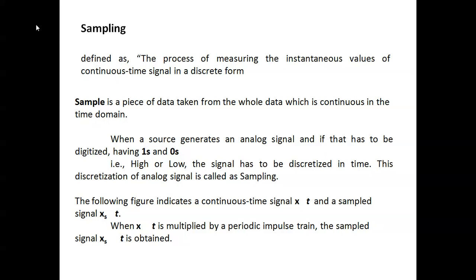Here you have to convert analog to digital. If you want to convert analog to digital, that means the value might be only high or low, meaning 0 or 1. So that is discretized in time. The analog signal, meaning the high or low signal, has to be discretized in time. This discretization of the analog signal we can call a sample.